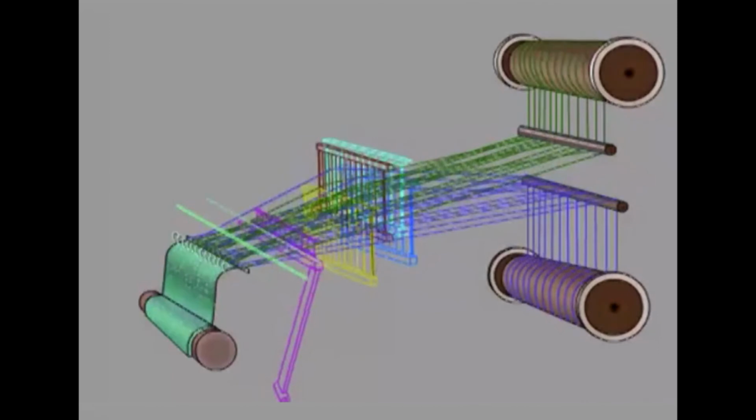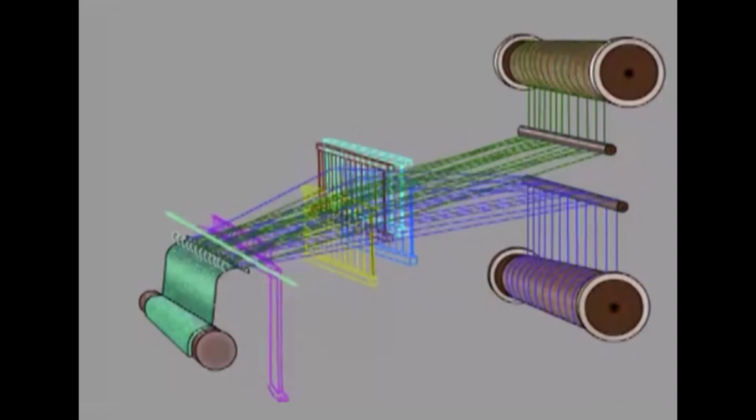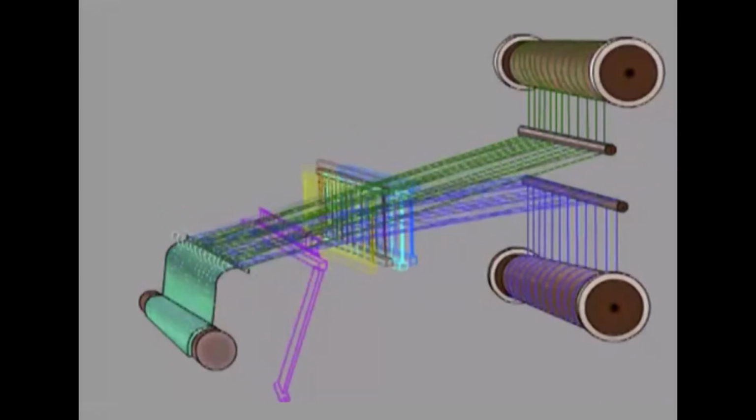Then all these 3 picks are battened firmly by the reed at the same time into the fell of the cloth. So, these picks move along the ground warp and push the pile warp into loops, and after the second pick is inserted, there is a let-off motion that causes the pile warps to slacken, while the ground threads are in taut condition, under tension.